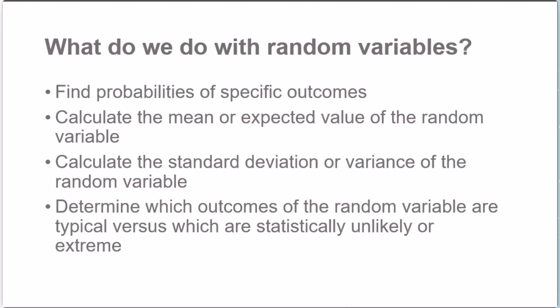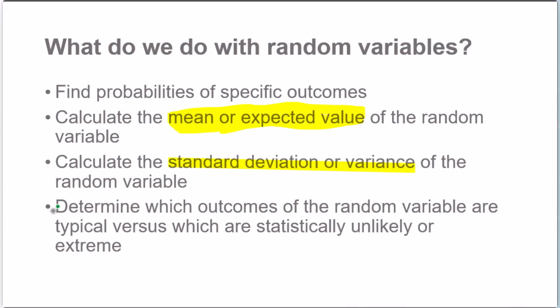Another would be to calculate the mean or the expected value. So this is sort of the long run average. If we were going to do this random experiment over and over and over again, what would we expect on average to see from X? And this is an important question to answer about our random variables. Going along with that, because of that randomness, our x values are going to vary from the expected value or the mean. So we can also look at the standard deviation or the variance of the random variable. How far away from the mean does it typically get?